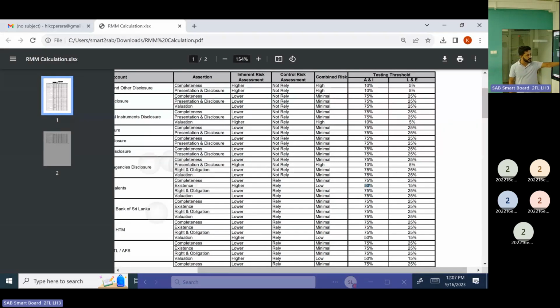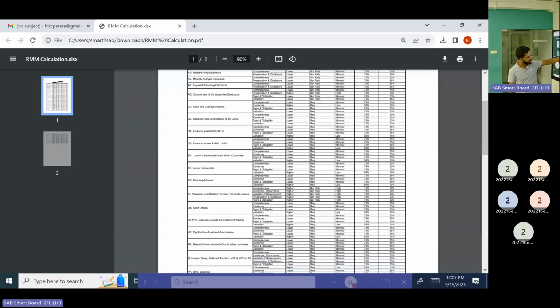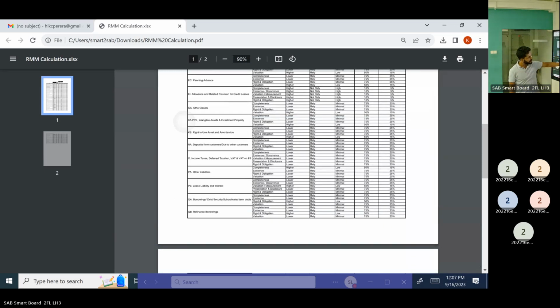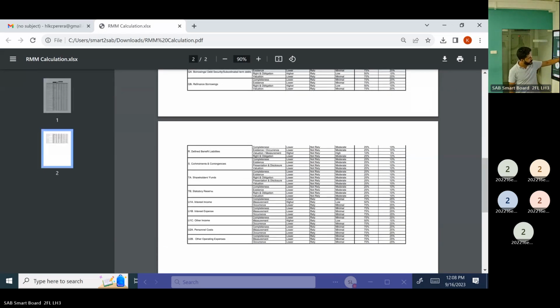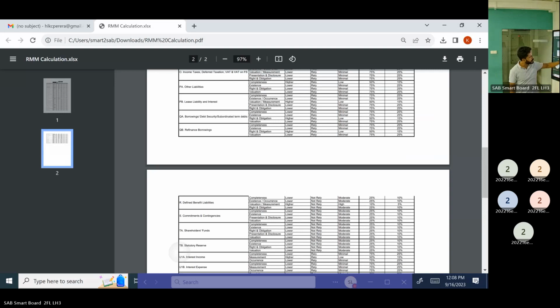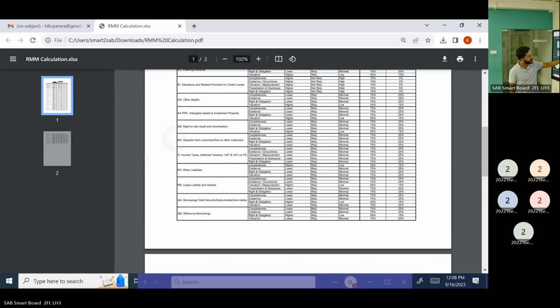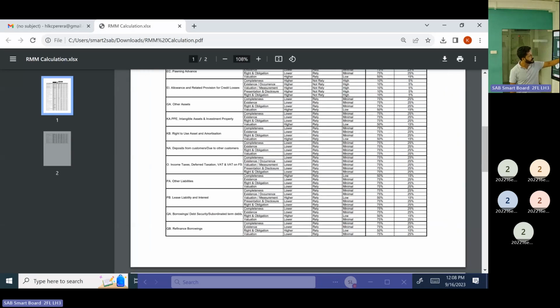So I will share this with you all. You can analyze according to the balance. You can decide. You can see. Let's go to... Don't have PPE, right? Here we have. Can you see this? PPE. How about the valuation assessment? Higher.